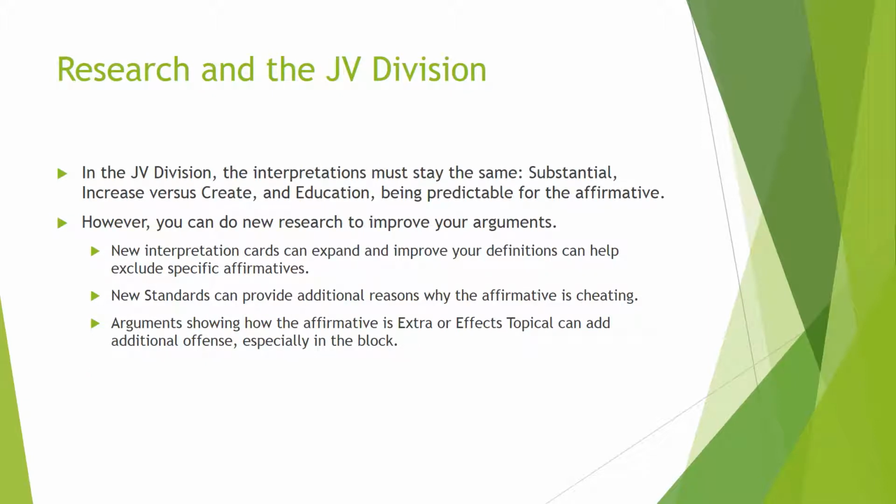In the JV division, the interpretations must stay the same, debating the substantiality of the plan, debating whether the plan is an increase or the creation of a new program, and debating the definition of education to provide some predictability for the affirmative. However, you can do new research to improve your arguments. New interpretation cards can expand and improve your definitions to help exclude specific affirmatives. New standards can provide additional reasons why the affirmative is cheating. An argument showing how the affirmative is extra or effects topical can add additional offense and tricks to your case, especially in the block.